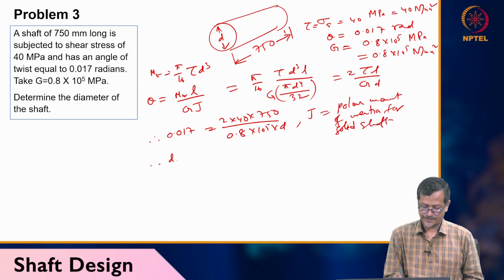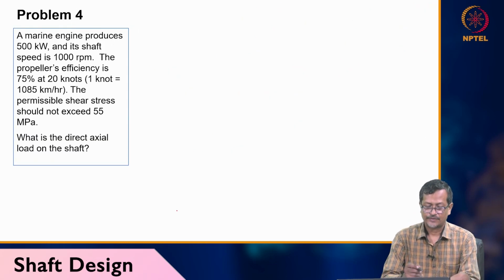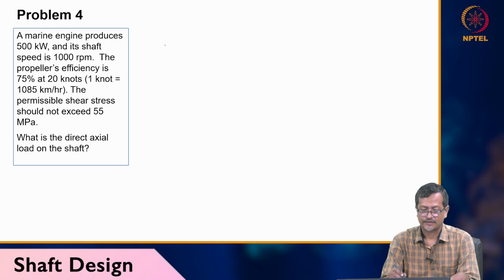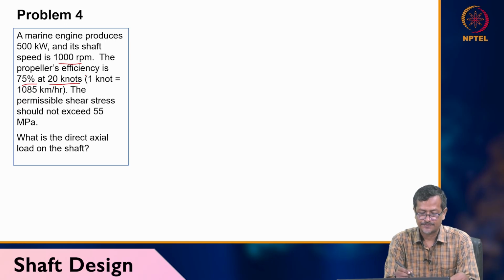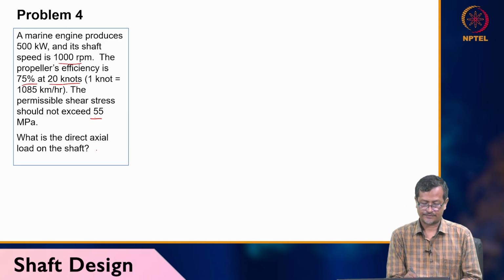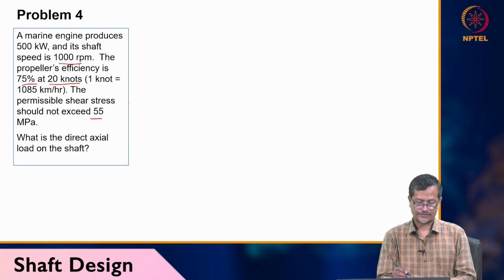Okay, so this is giving D equals 44.11 millimeter. Problem 4: a marine engine producing 500 kilowatt power at shaft speed 1000, propeller efficiency 75%, 20 knot speed, permissible shear stress also given, direct axial load. It is asking to calculate the axial load.